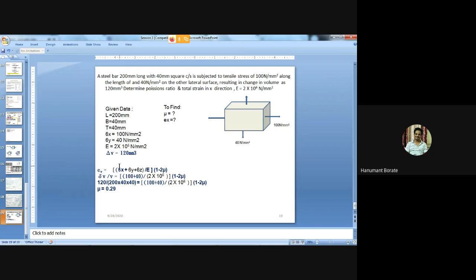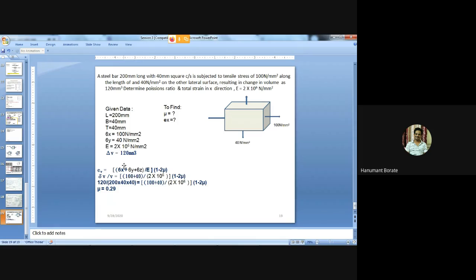First we will use the generalized Hooke's law, that is Ev equal to (sigma x plus sigma y plus sigma z) divided by E into (1 minus 2 mu). Now here delta V is given, and we know that Ev, the volumetric strain, equals change in volume divided by original volume. Change in volume is given as 120 mm cube. We can calculate the volume of the bar, because length 200 is given and it is a 40 mm square bar, so volume is 200 into 40 into 40.